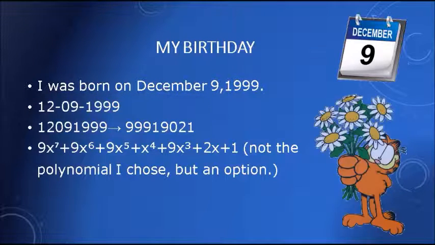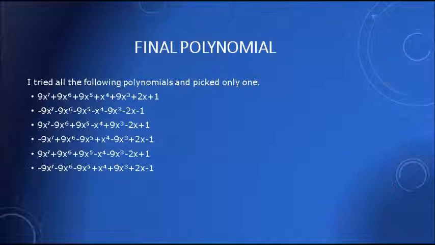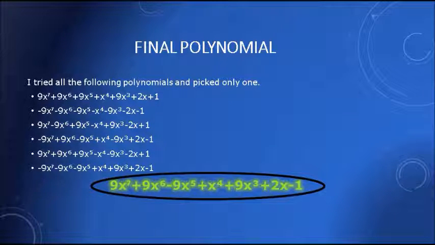So first things first, I was born on December 9, 1999, so my digits will be 12091999. And if I were to flip those digits, I'll get 99919021. This is one of the polynomials I got, but I did not choose this one for the project. As you can see here, there is no x squared, but that's because it was combined with the 0, making it disappear. And these are some of the options I graphed, but I ended up with only one option, which is the one I liked and chose for the project.